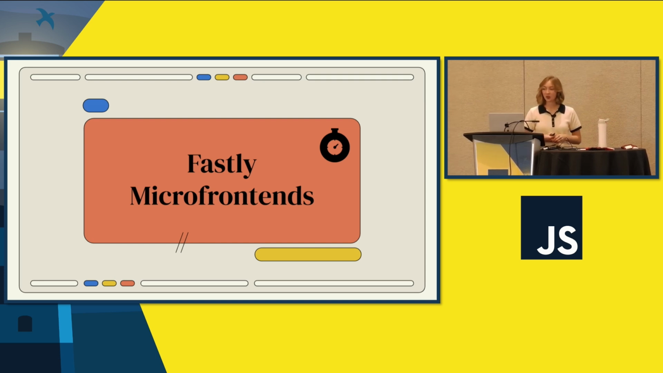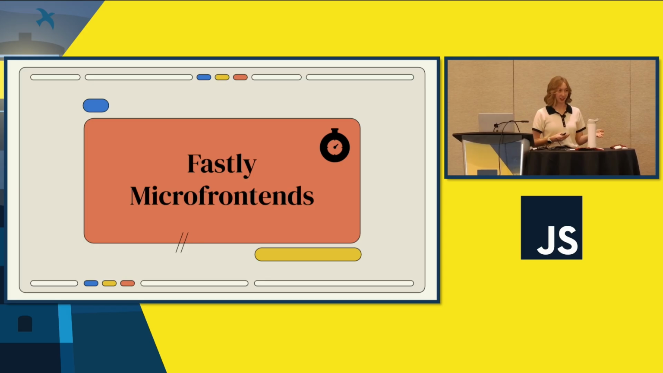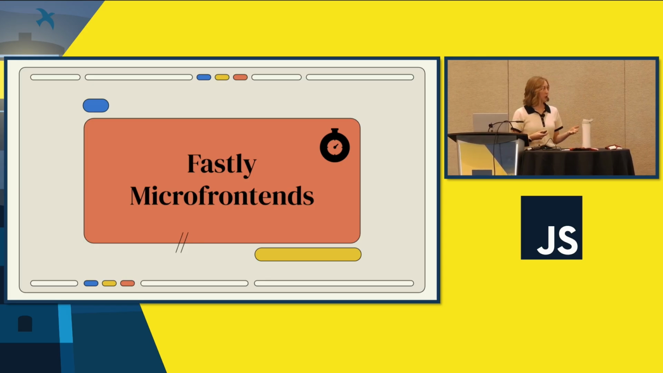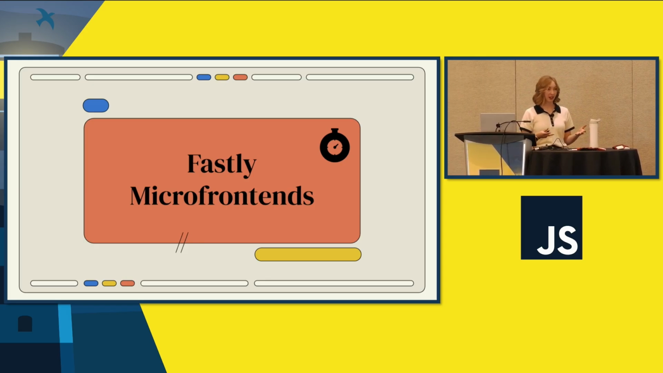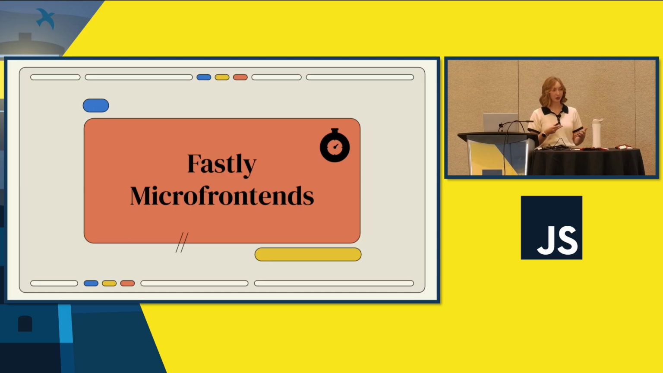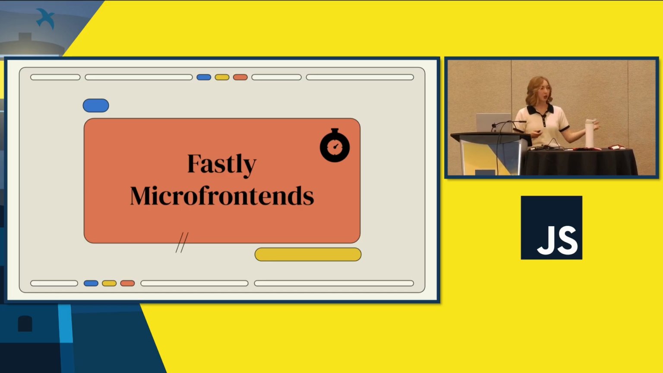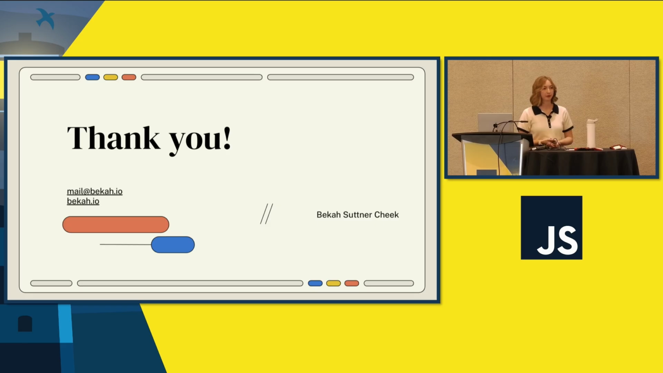So the key is to know your scaling needs. You don't want to bring in something that's super heavyweight if your scaling needs don't match the weight of that tool. Sometimes a lightweight solution is all you need to stop shipping your org chart out to your users. I hope that after today, you'll have a better sense for when micro frontends really will live up to the hype. Thank you.